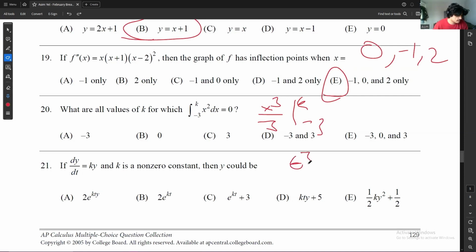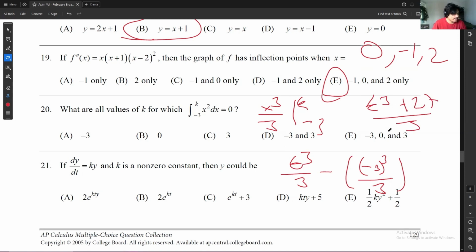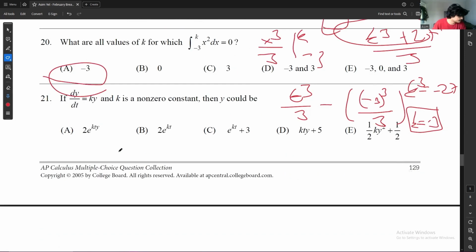So k cubed divided by 3 minus -3 cubed over 3, which is negative 27 plus 27. So k cubed plus 27 over 3. And then all we have to do is k cubed is equal to negative 27 in order to make this 0. And then k is equal to negative 3, only for negative 3.